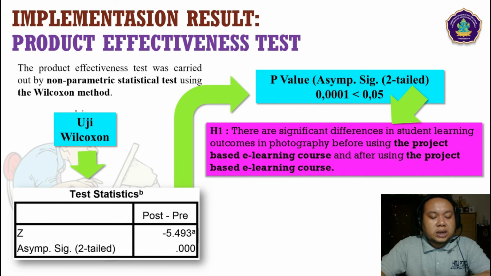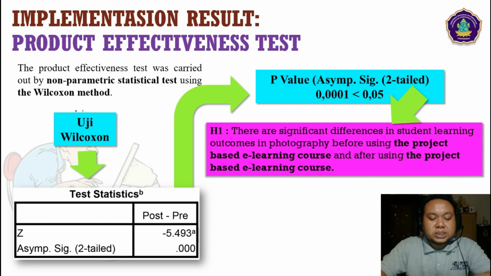The next step, which is the most important step of this research, is effectiveness product testing. The product effectiveness test was carried out by non-parametric statistical test using the Wilcoxon method. From the analysis using the Wilcoxon method, the probability value, p-value, that has been obtained is 0.0001, which is smaller than the critical research threshold, that is 0.05. Thus, the alternative hypothesis of this study can be accepted.